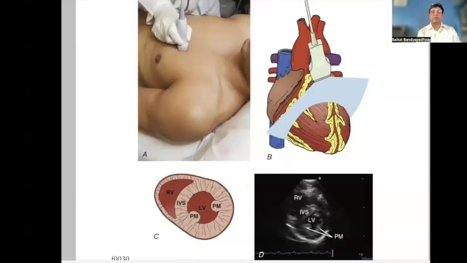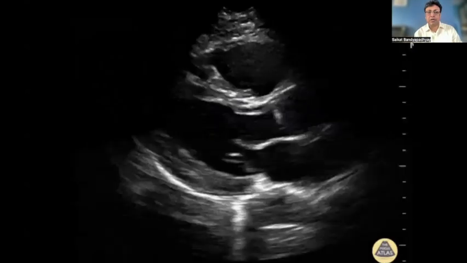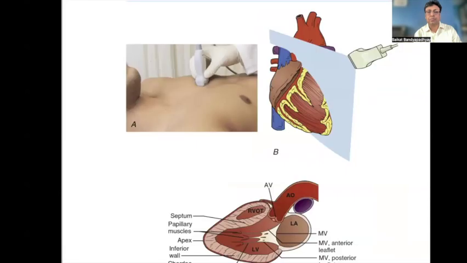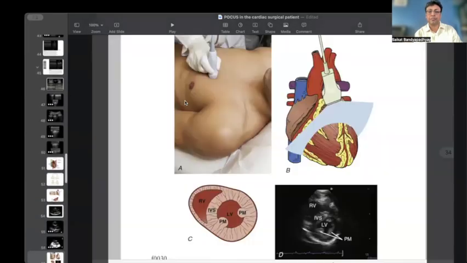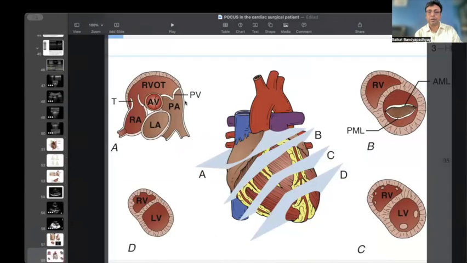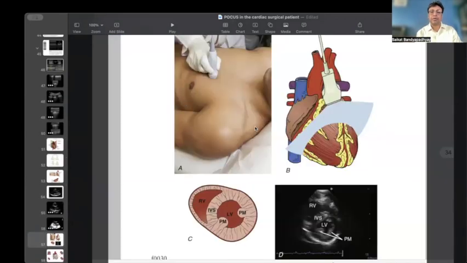Now, from the same point, you turn the probe so the marker changes from this direction towards the left shoulder, and you get an image which is called the parasternal short axis view. So now you're basically slicing the heart in the transverse plane.